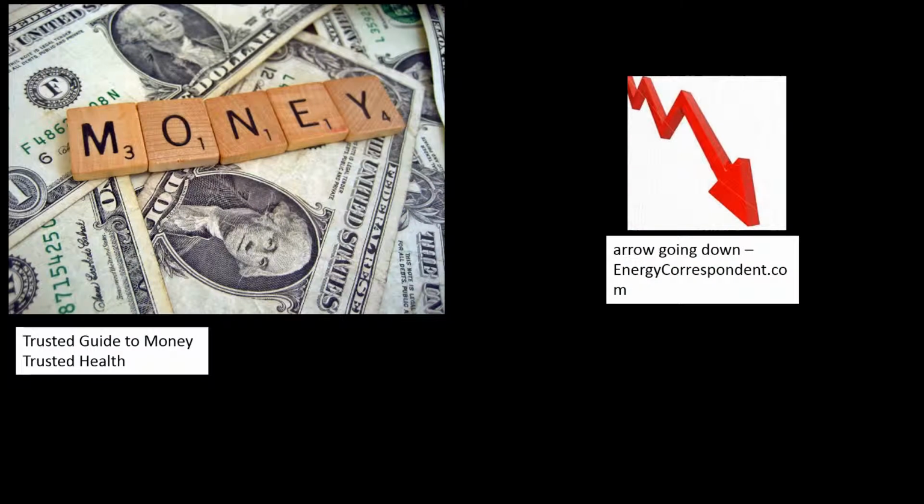On my left is a picture of money, which represents profit, and on my right is an arrow going down, which represents the decline in that profit. No fish to fish when the fish has depleted.